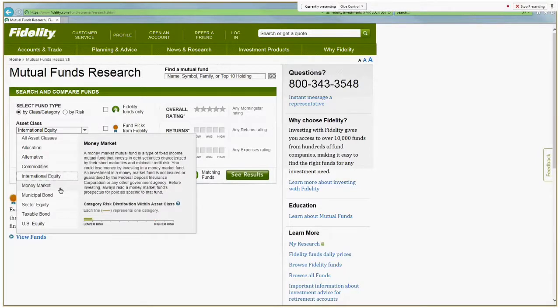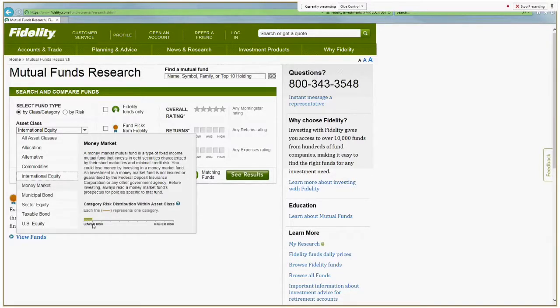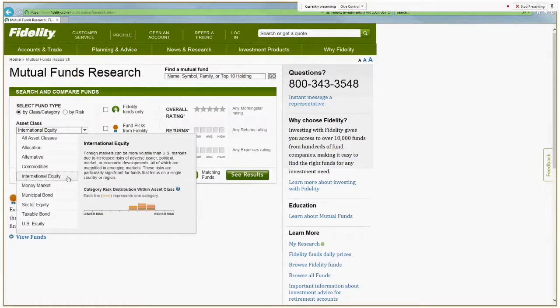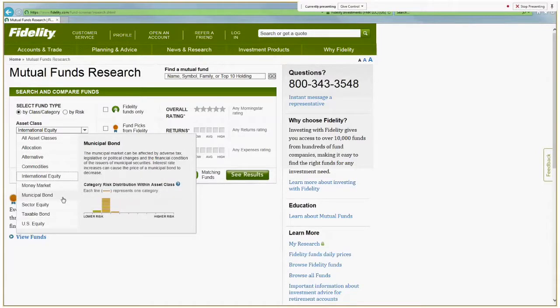When we move on to money market, these are going to be short term. And the nice thing is down here, you'll see that they're lower risk. So this also does have a nice scale for you. You can see with international equities, it's going to be higher risk. And then something such as taxable bond is going to be lower risk. And then you have municipal bonds and US equity.